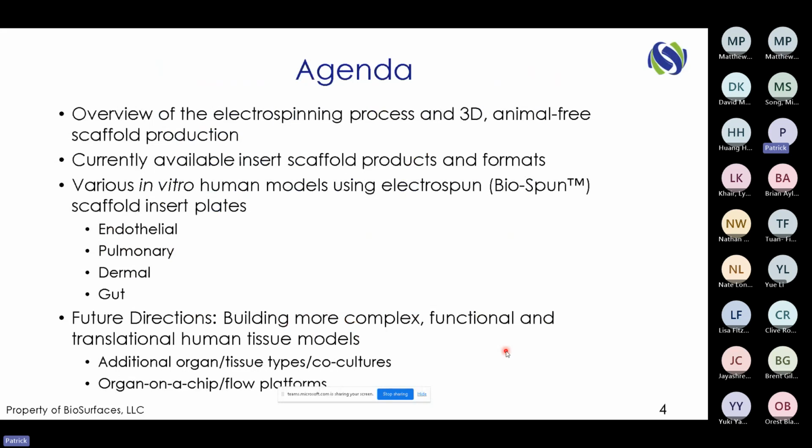My talk for today will begin with a brief presentation of the electrospinning process, as well as the currently available Biospun scaffold products and formats. And next, we'll spend the bulk of our time describing a variety of tissue models that we have been working with, including endothelial, pulmonary, dermal, and gut, and others. And finally, we'll end with a discussion of future directions that we envision for our electrospinning scaffold technology, including developing additional organs, tissue types, co-cultures, and then, of course, organ-on-a-chip or flow platforms, such as the Akita platform.